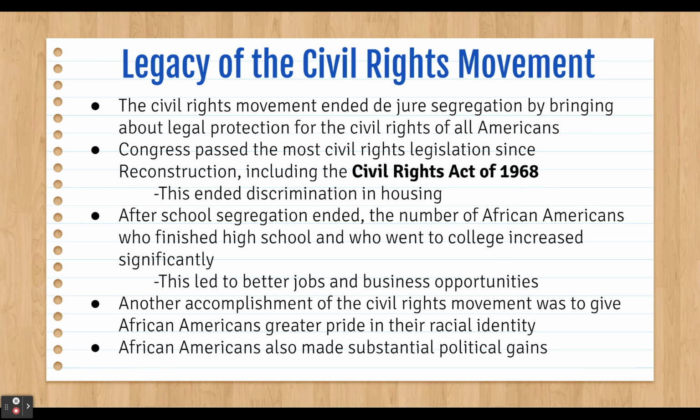Legacy of the Civil Rights Movement. The Civil Rights Movement ended de jure segregation by bringing about legal protection for the civil rights of all Americans. Congress passed the most civil rights legislation since Reconstruction, including the Civil Rights Act of 1968. This ended discrimination in housing. After school segregation ended, the number of African Americans who finished high school and who went to college increased significantly. This led to better jobs and business opportunities. Another accomplishment of the civil rights movement was to give African Americans greater pride in their racial identity. African Americans also made substantial political gains.